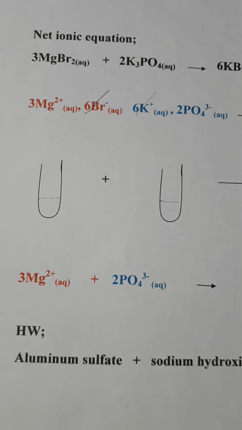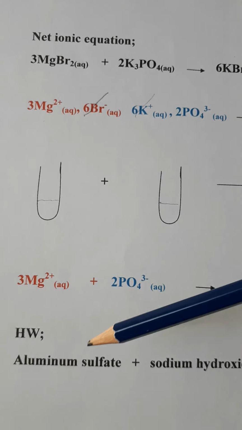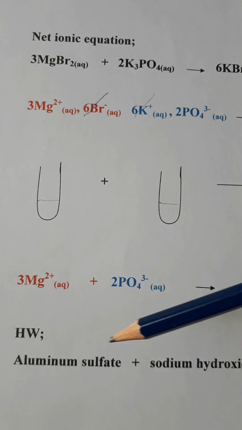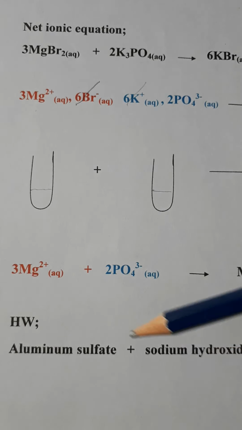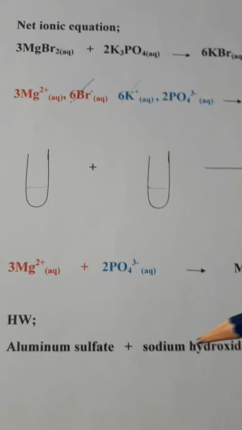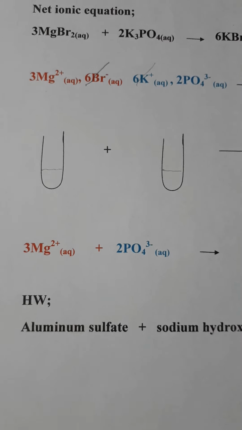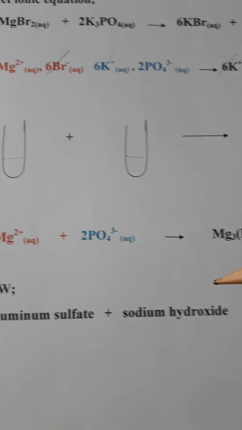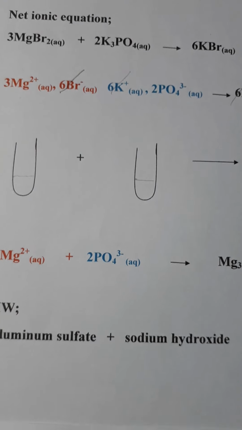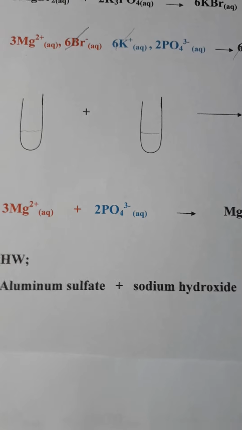You can try this by yourself. Write the word equation, skeletal chemical equation, balanced chemical equation, net ionic equation for this reaction. That is when you mix aluminum sulfate and sodium hydroxide. You can even pause and try. You can pause now and try. If you do it properly, hope you pause.